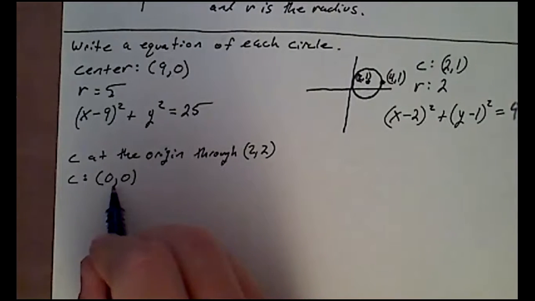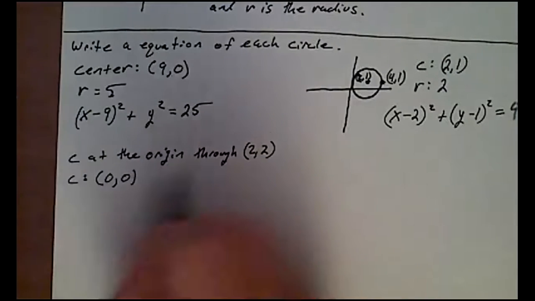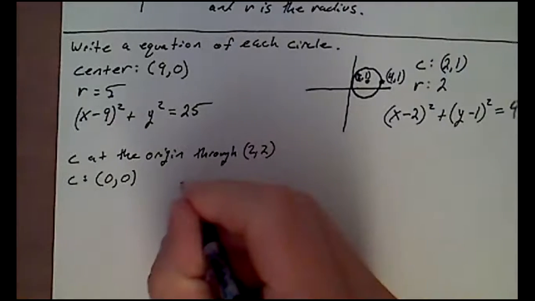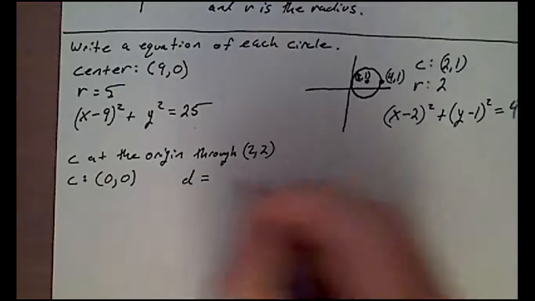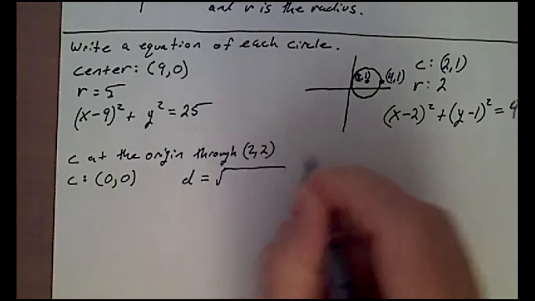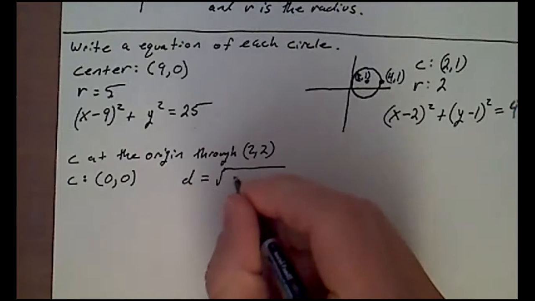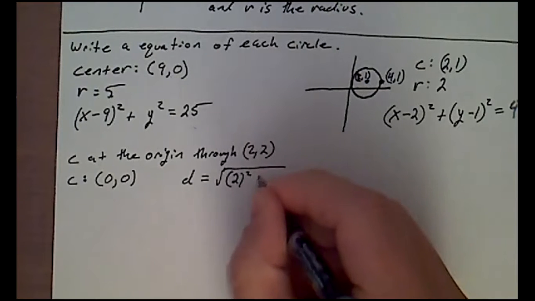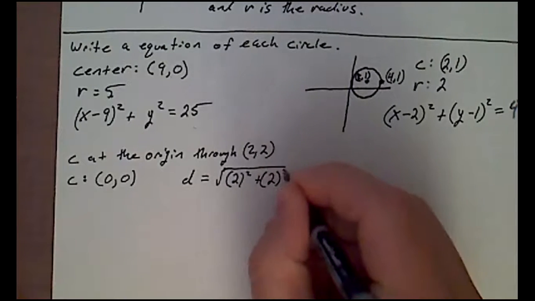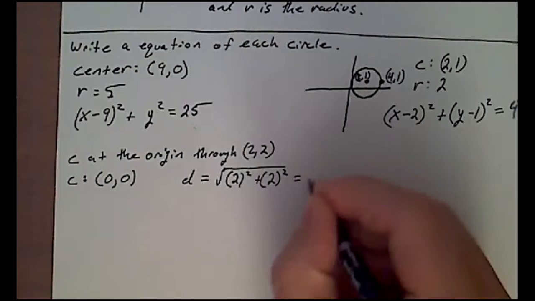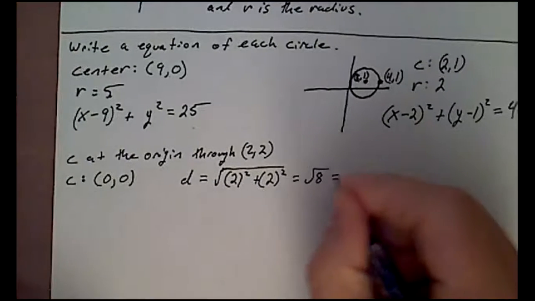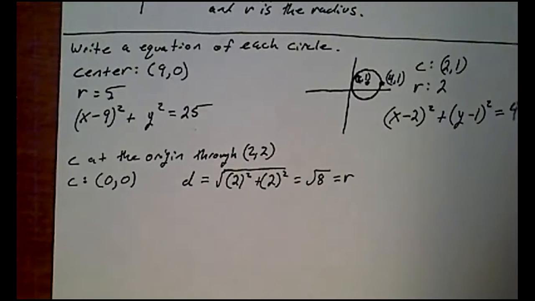Can we find the radius, or the distance from the center to the circle, if we know 2 points, 0, 0 and 2, 2? Would hope so. That is the distance formula. We have 2 minus 0 squared plus 2 minus 0 squared. That's 4 plus 4. So our distance is the square root of 8. That is the same as the radius. You can change that over to 2 root 2 if you want to.